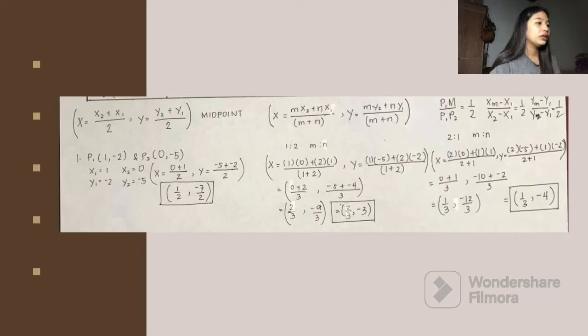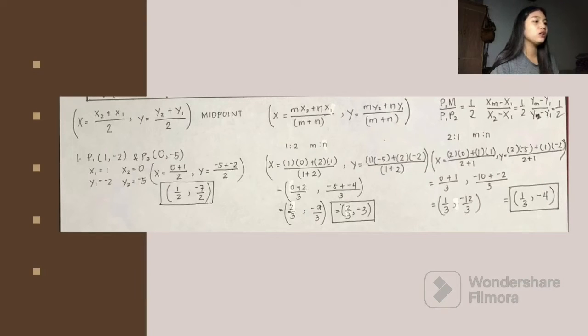So, let's solve for the trisection point nearest to the first point using the said formula. X is equal to 1 multiplied by 0 plus 2 multiplied by 1 over 1 plus 2, and it is equal to 2 over 3. For y is equal to 1 multiplied by negative 5 plus 2 multiplied by negative 2 over 1 plus 2, and it is equal to negative 9 over 3. So the ordered pair for the trisection point nearest to the first point is 2 over 3, negative 3.